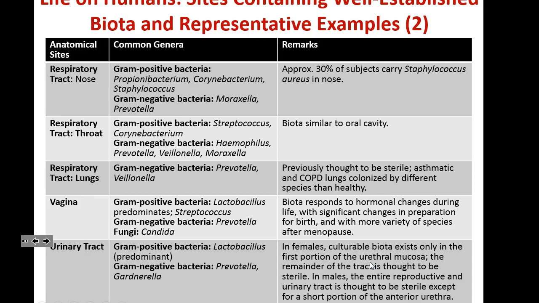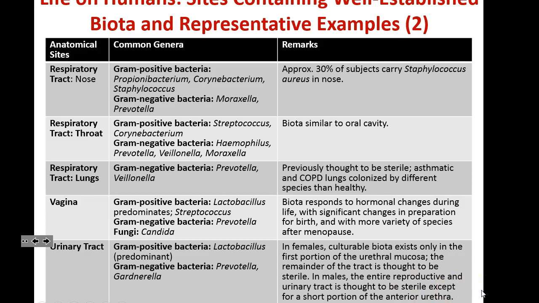Respiratory tract lungs, we have gram-negative bacteria. In the vagina, we have gram-positive bacteria, Lactobacillus, Streptococcus. And we have gram-negative bacteria, Prevotella, and the fungi Candida. In the urinary tract, gram-positive bacteria, Lactobacillus, dominates. And Prevotella and Gardnerella are gram-negative bacteria in the urinary tract.